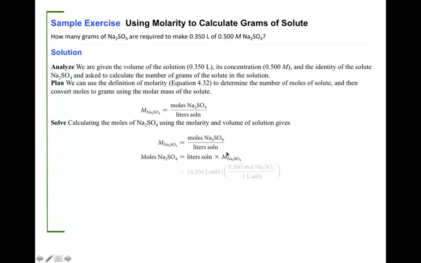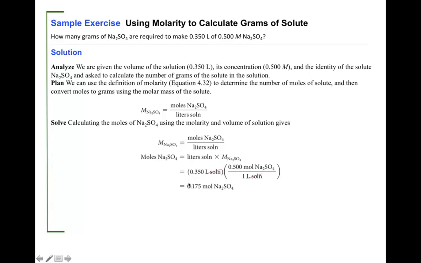So this will be 0.350 times 0.500 moles over 1 liter. This is the unit of molarity. So we can cancel the liters and we will have the moles. Remember that this number is a fraction, so it's 0.500 over 1. That's why we have 0.500 moles over 1 liter, because molarity is moles over liter, so the liter will be 1. So this will be equal to 0.175 moles of sodium sulfate.